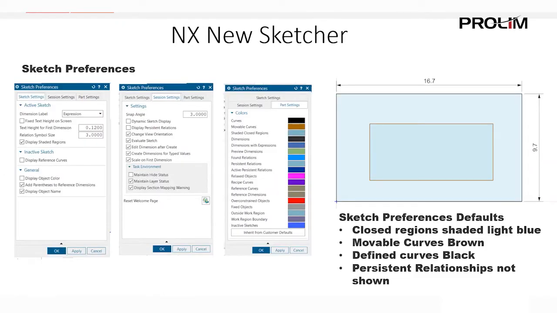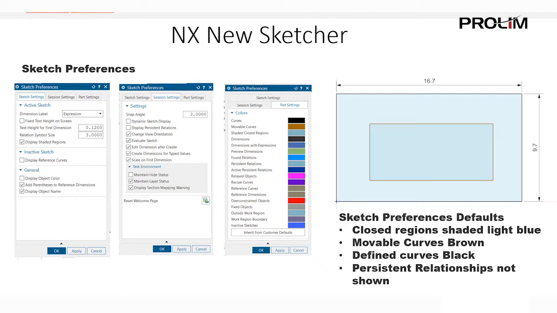Now let's look at some of the sketch preferences here. As you see here, within the sketch, you'll notice that we now have a shaded area. These shaded areas let us know that it's a closed loop. Closed regions get lighter or darker as you have more of them. Additionally, you'll notice that the movable curves are now brown. Defined curves, which means these curves have been defined with either dimensions or relations, turn black. These are non-movable curves now. That's not saying you can't relax them and move them. But if you don't have the relax on at that time, they're not movable.